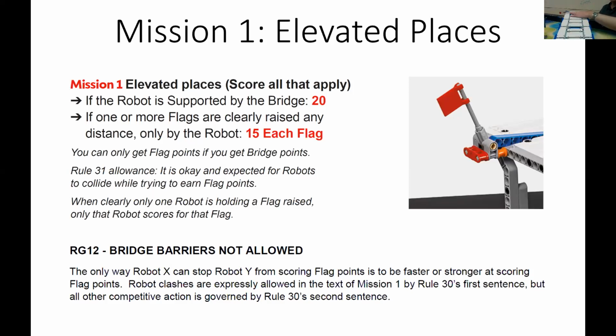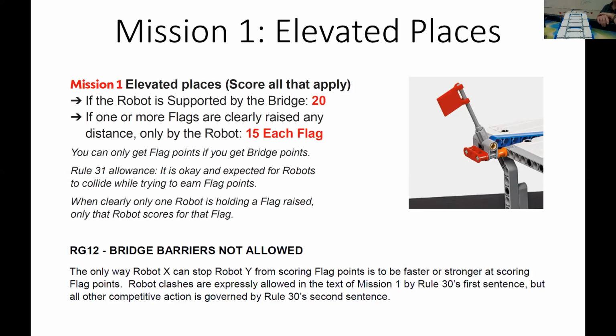You have to be completely up on the bridge. You can't come over here and push the flag up with an attachment arm and get points for the flag without being on the bridge. You have to be on the bridge. But you could drive partway up on the bridge and then have an attachment that comes down and pushes those up. Rule 31 allowance: it is okay and expected for robots to collide while trying to earn flag points.